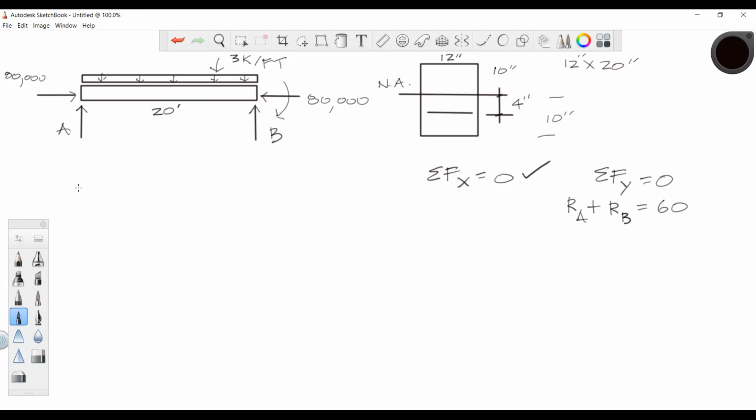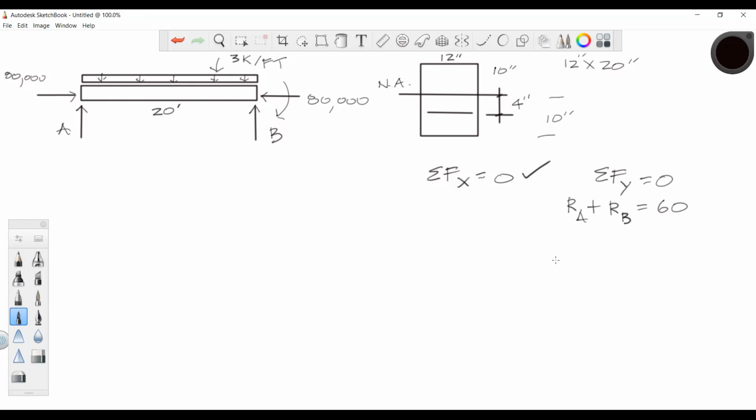So can we say anything about the reactions here, acting vertically? Anybody have an idea? Is this symmetrically loaded? Got a uniform load rate across the whole beam. So is that symmetrically loaded? Yes, essentially, right? So what does that tell us about this reaction here and here? They should theoretically be the same.